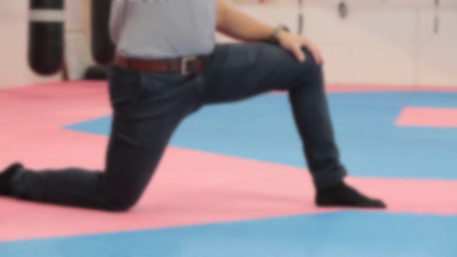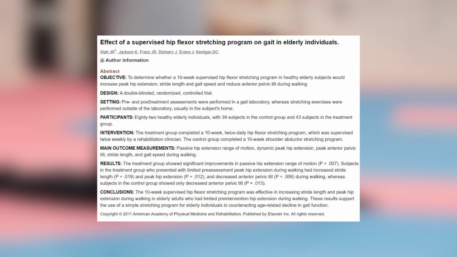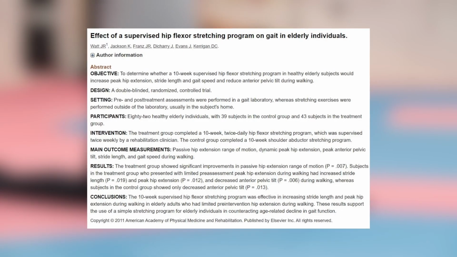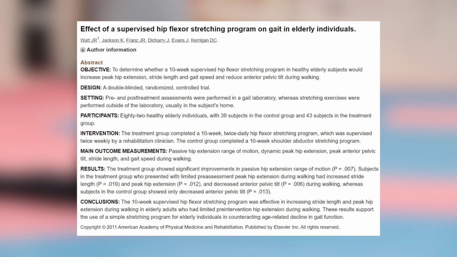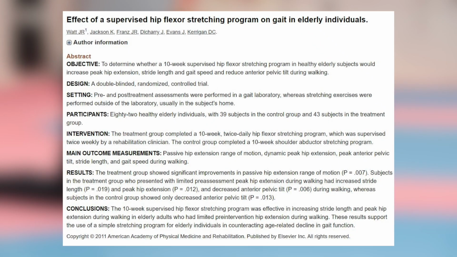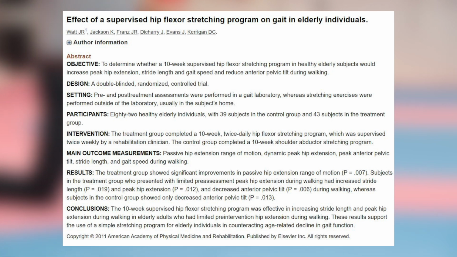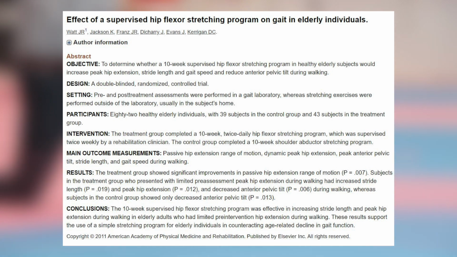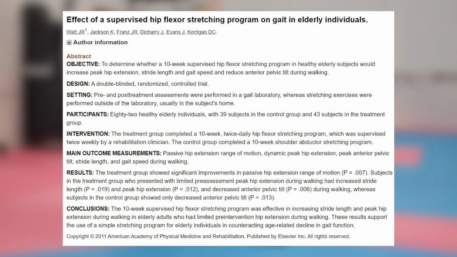4 to 5 sets. A research paper was published in 2011 on the effect of a supervised hip flexor stretching program on the gait of 82 elderly individuals over a 10-week period. They found that the hip flexor stretching program over a 10-week period helped with stride length and peak hip extension during walking in elderly adults who had limited pre-intervention hip extension during walking, which means that it improved people's walking abilities and also prevented degenerative change in people's walking.